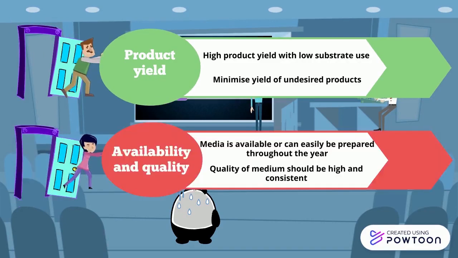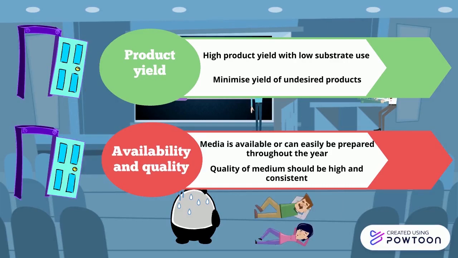Another criterion that should be taken into account is the availability and quality of the media. The media, or the materials needed to prepare the media, should always be available throughout the year. This is especially true in the industrial sector, as they need to always be prepared to meet consumer demand. Quality of medium is crucial and it should always be consistent. The quality of the media depends directly on the quality of the raw materials used for their preparation.